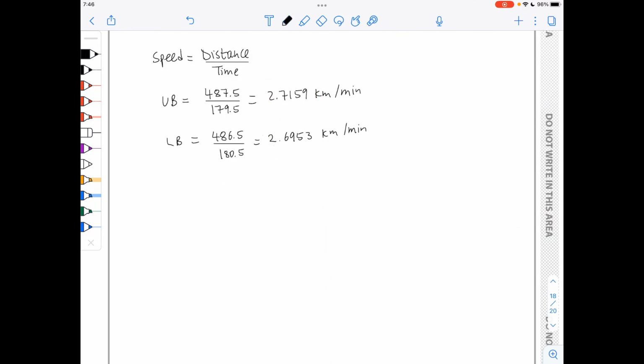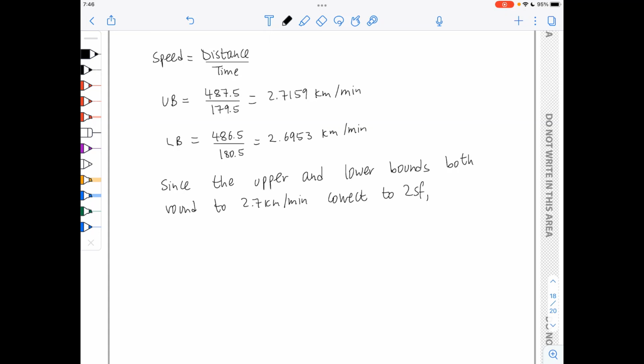So I'm just gonna say that since the upper and lower bounds both round to 2.7 kilometers per minute, correct to 2SF, the average speed is 2.7 kilometers per minute.